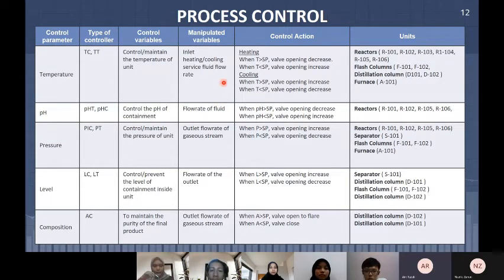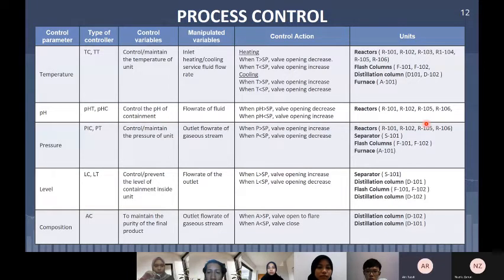For temperature controller, the units involved are reactor 1, reactor 2, reactor 3, reactor 4, reactor 5, reactor 6, flash column 1, flash column 2, distillation column 1, distillation column 2, and furnace. For pH controller, the units involved are reactor 1, 2, 5, and 6.